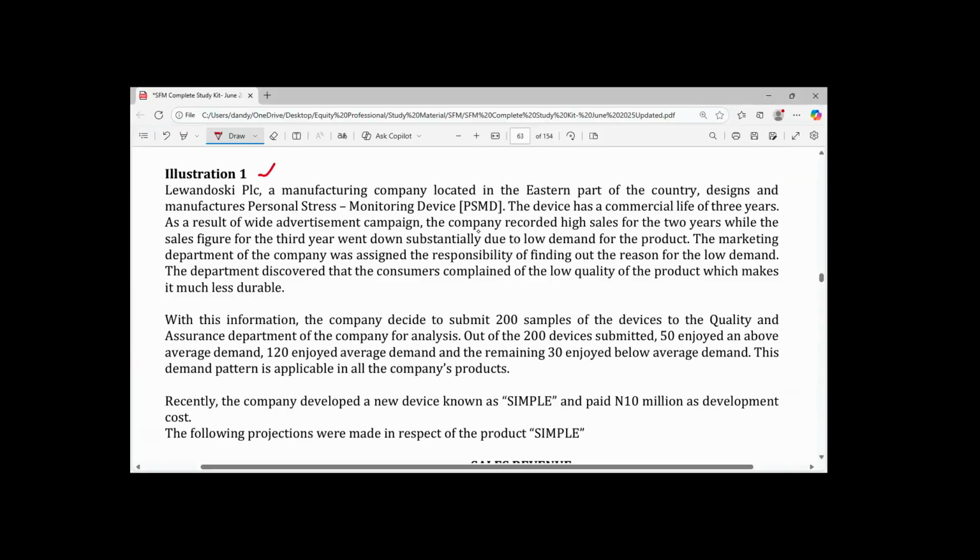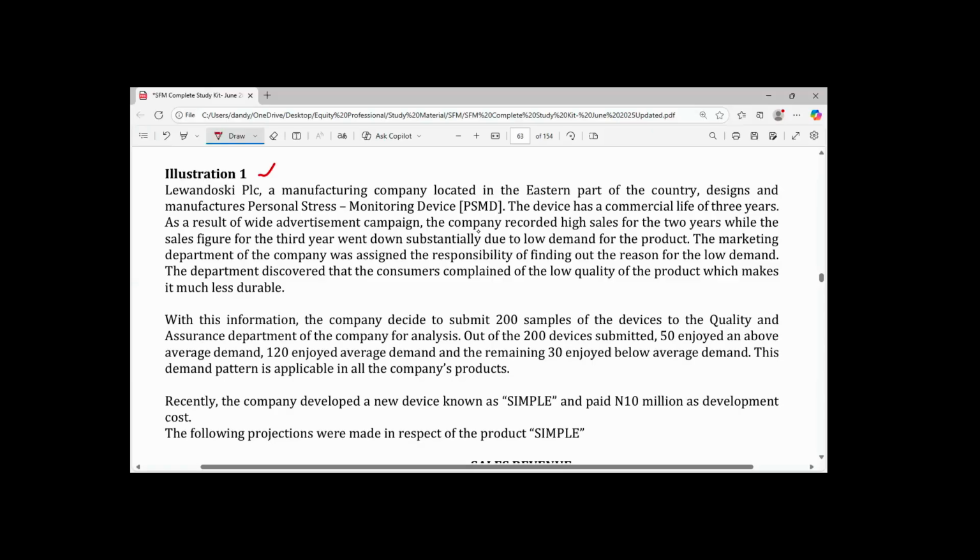Lewandowski PLC, a manufacturing company located in the eastern part of the country, designs and manufactures personal stress monitoring device (PSMD). The device has a commercial life of 3 years. As a result of a wide advertisement campaign, the company recorded high sales for the 2 years, while the sales figure for the third year went down sustainably due to low demand for the products.